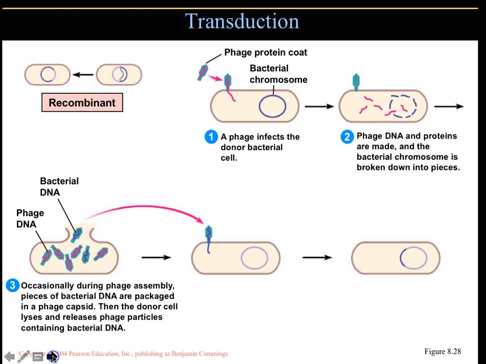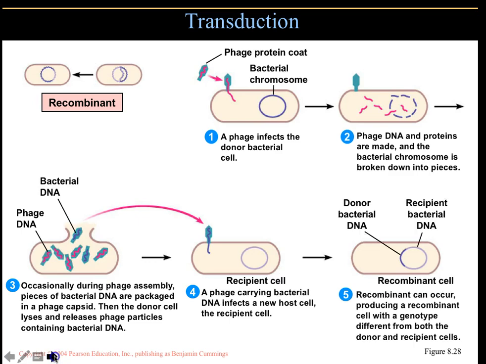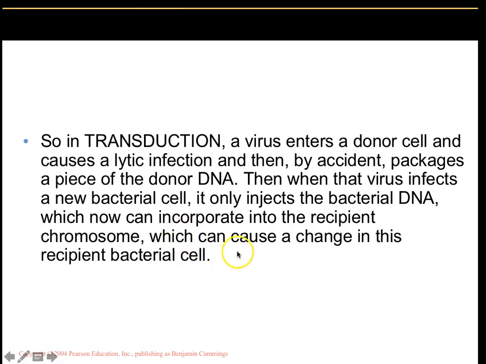Let's go, and you can read all of that. So in transduction, a virus enters a donor, causes a lytic infection, and by accident packages a piece of donor DNA in one of the new viral particles. When that virus infects a new bacterial cell, it only injects the bacterial DNA, which can now incorporate into the recipient chromosome, which causes a change.